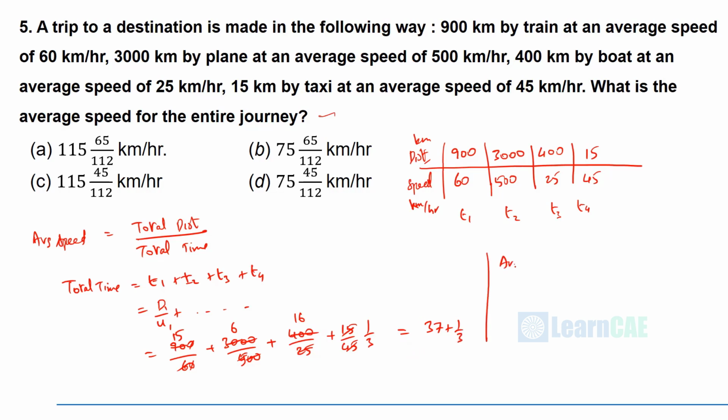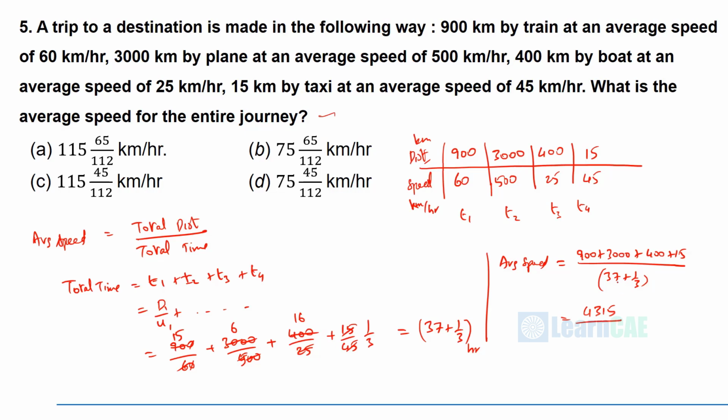They are asking the average speed. Average speed is equal to the total distance divided by total time. We have got the total time as 37 plus 1 by 3 hour. The total distance is the sum of all 4 values, that is 900 plus 3000 plus 400 plus 15 divided by total time, that is 37 plus 1 by 3. Okay, we shall add the values in the numerator. 900 plus 3000 is 3900 plus 400 is 4300, so plus 15 will be 4315.